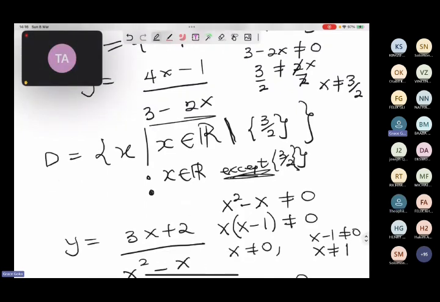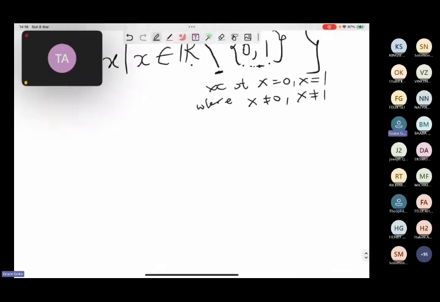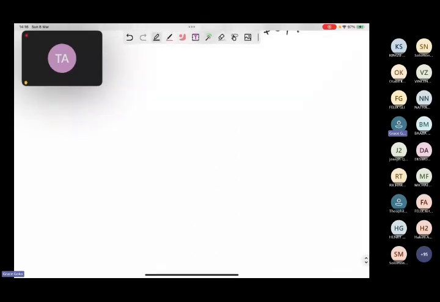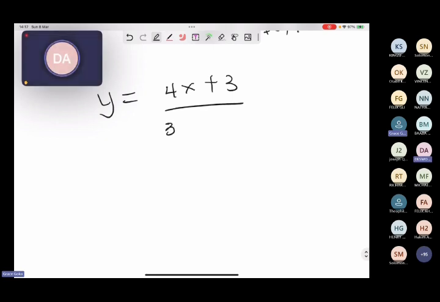Okay, we'll take more examples of the rational functions. So another example, can someone give us any example? You just put one function at the top, one function at the bottom. Any example? Y equals (4x plus 3) divided by (3 minus 4x).